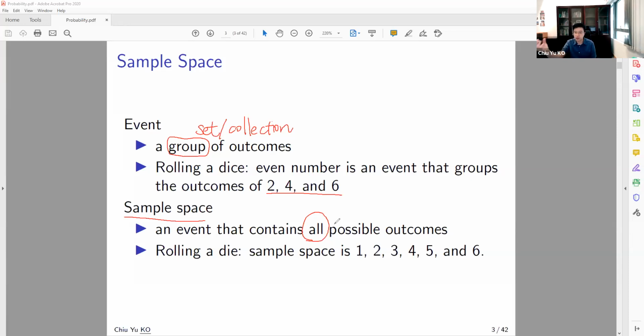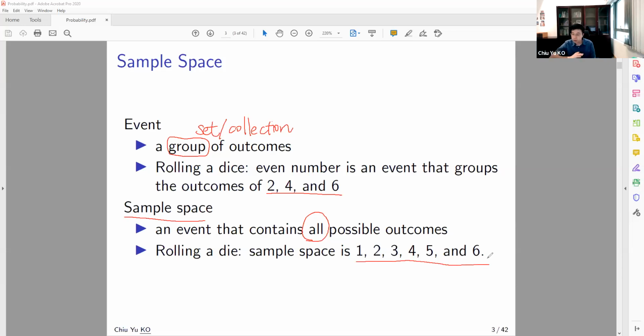Maybe on Tuesday, people are waiting for the iPhone 12, right? But we didn't know whether the iPhone 12 actually comes out or not. So this is the same concept. Sometimes you don't really know, but for a random experiment, it's not a problem. For the case of rolling a die, the sample space is 6 numbers, because these are all the possible outcomes.